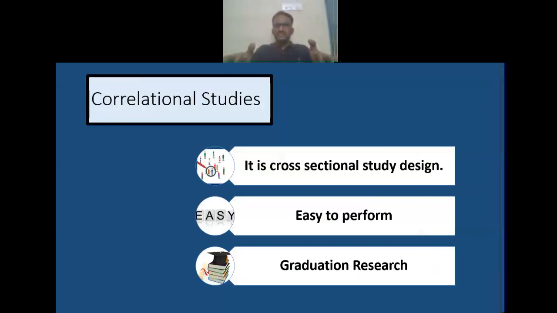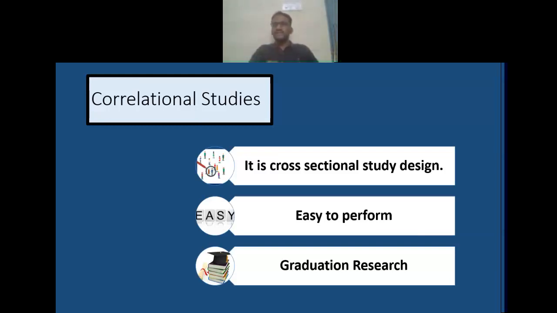I had purposely kept the topic as correlational studies because very frequently we come across literature in physiotherapy where the study design is mentioned as correlational study design. Ideally, there is not a specific study design called correlational study design. It is a cross-sectional study design. We have to understand that in it we are ascertaining the correlation between two variables. In cross-sectional study designs you can see prevalence, you can see incidences.